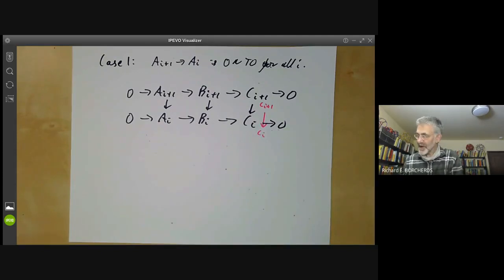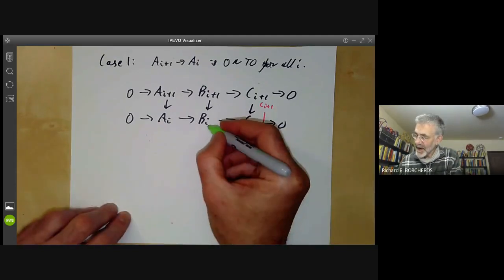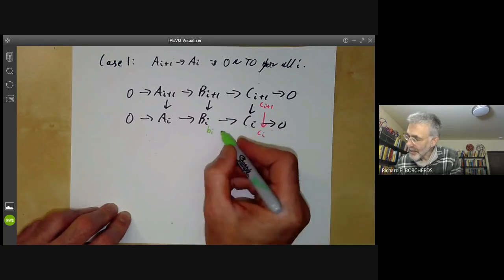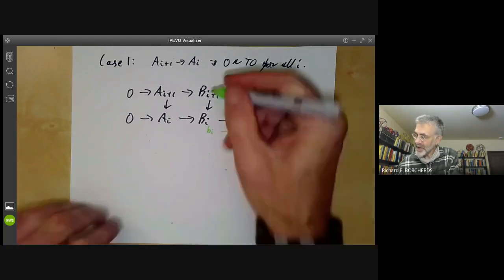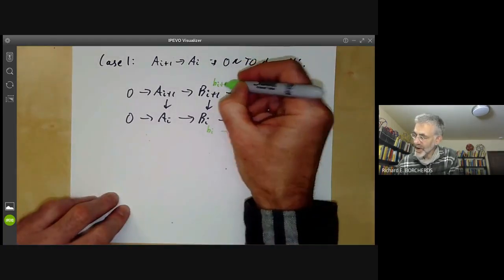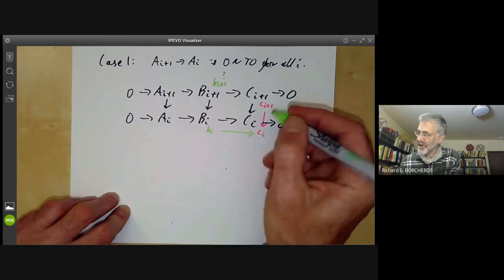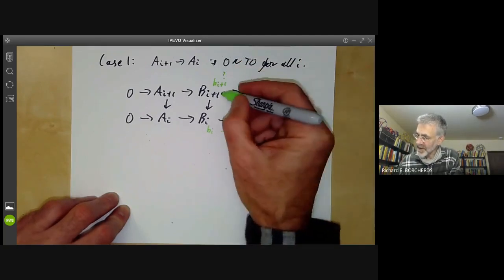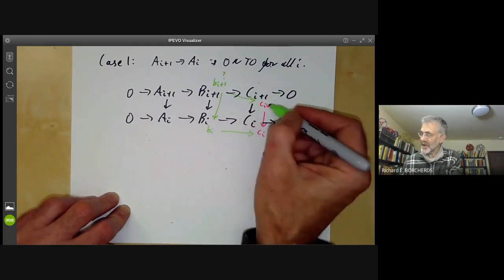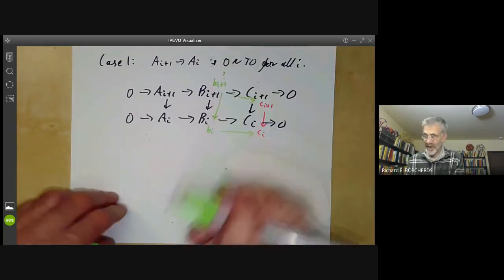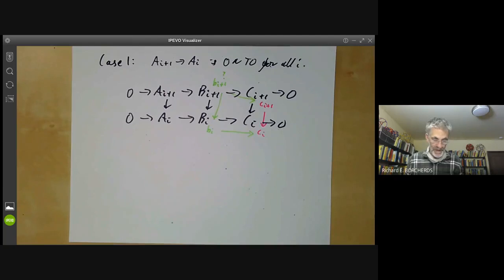And suppose we found an element B_i mapping onto C_i. What we want to do is to lift it to an element B_{i+1} here. So let's put a question mark because we don't know whether that exists yet, which maps to B_i and also maps to C_{i+1}. And if we do that, we can just keep going.